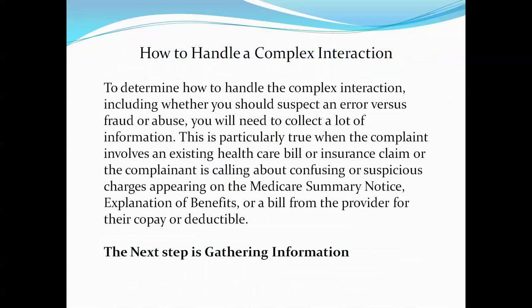So how to handle a complex interaction? Most of it is gathering information. The most important things, especially if we have to call Medicare for anything, we have to have their name as it appears on their Medicare card. We have to have their Medicare number, their date of birth, and their address, because this is all things that Medicare actually asks for if we have to call Medicare. So that's some very good information we need.